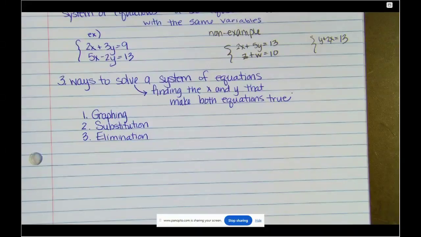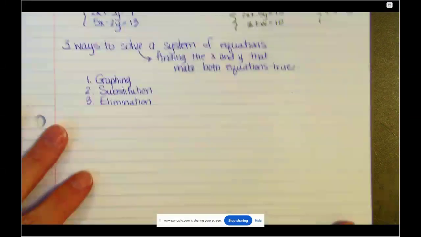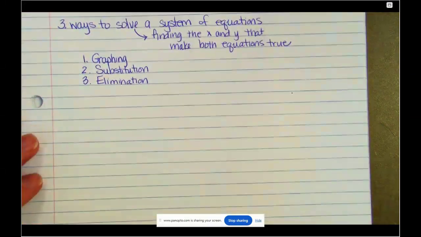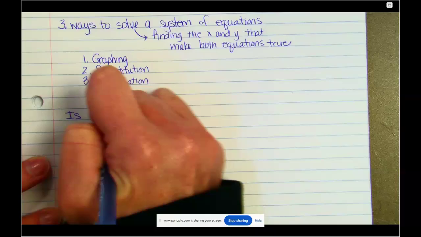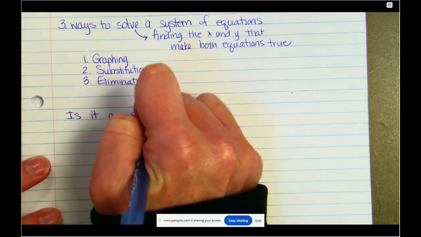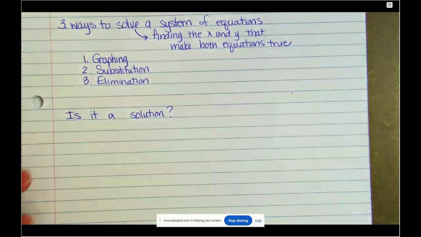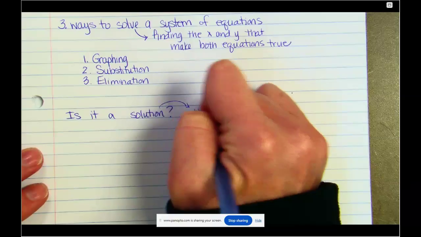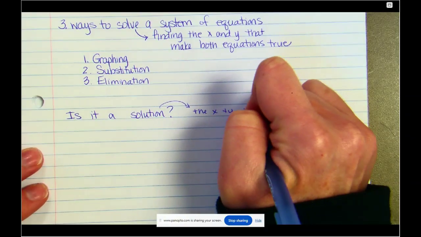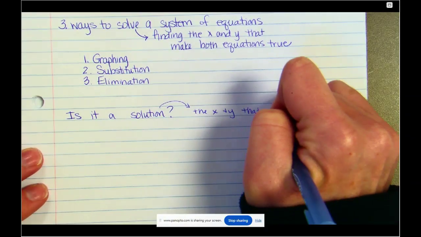Okay, now that's pretty much the heavy writing part of this. So as far as words, first of all, we're going to talk about, is it a solution? Okay, so a solution, one more time, is the x and y that make both equations true.